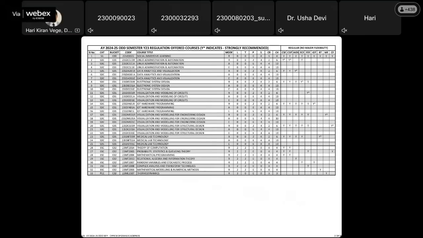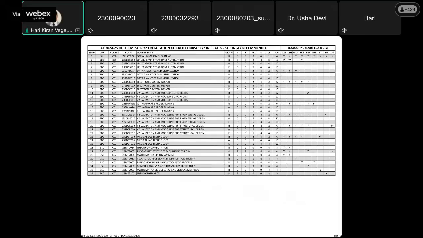So let's quickly start with the first bucket, C0 bucket. How many courses do I have in C0 bucket? I only have one course. So then there is no choice. So I straight away select that course, right? That is the reason why I have shown a yes. Y there indicates yes for all the branches for C0. So that means the C0 bucket course, which is social immersive learning, which is offered in the regular mode with that LTPS structure with one credit, is recommended yes for all the branches.